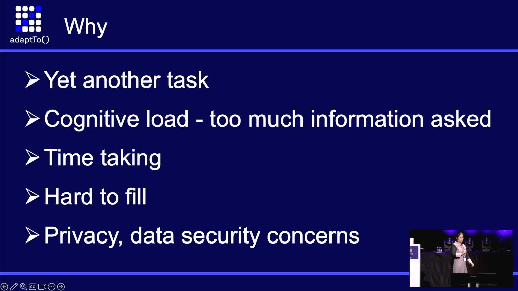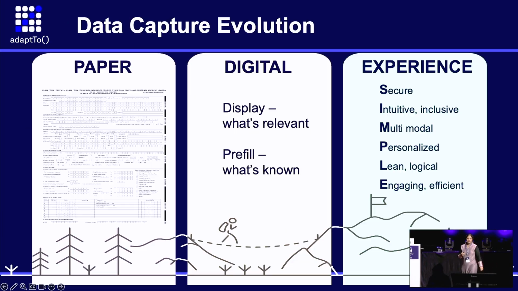So why is it a challenge? Well, it's yet another task. We have a lot of tasks. Why fill a form? A lot of cognitive load. If I have to search for a registration number and fill it on a form, it is too much work for me. It will be time-taking, hard to fill. If I always have to search for how I'm going to fill in the information of a form, I'm going to abandon it. And of course, there are privacy and data security concerns.